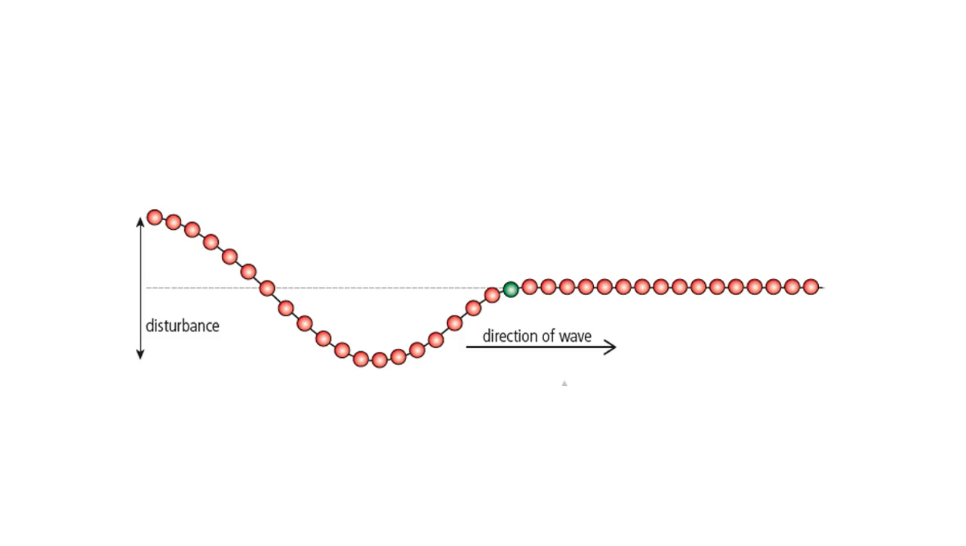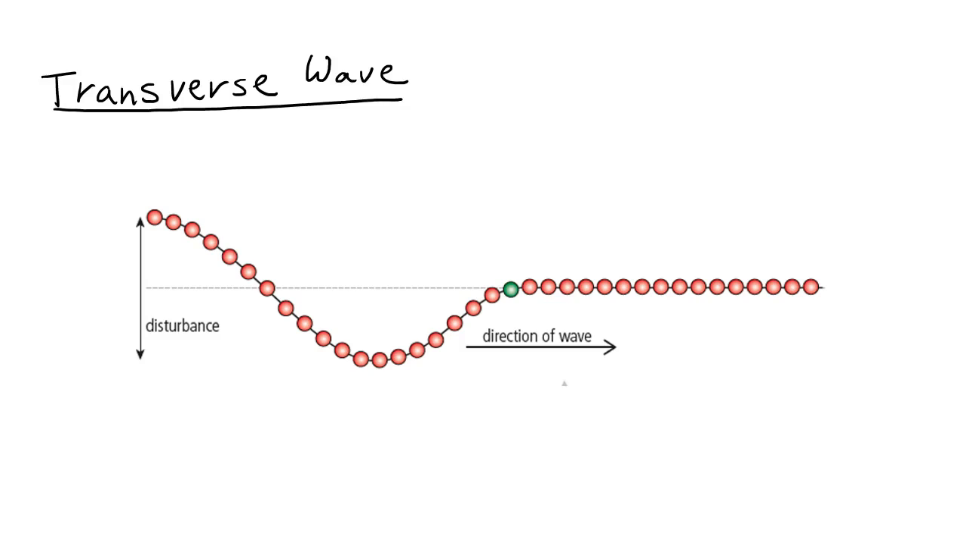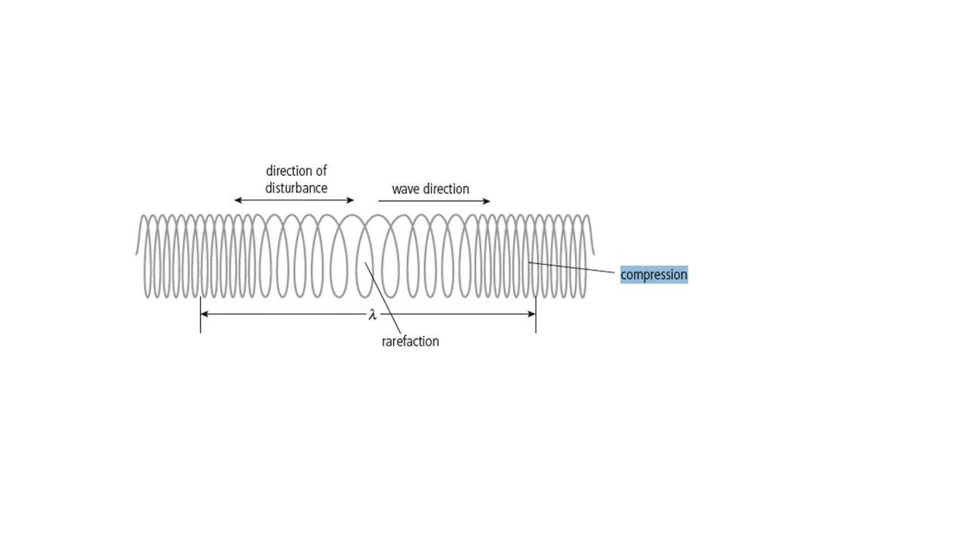The other way we can classify waves is by the relationship between the disturbance which creates the wave, or a pulse, and the direction the wave travels. If you have a wave that could be classified as a transverse wave, the direction of the pulse which generates the wave, this disturbance right here, which is going up and down, is perpendicular to the direction that the wave is traveling. The next type of wave that we can classify by the relationship between the direction of the disturbance and the direction the wave travels is called a longitudinal wave.